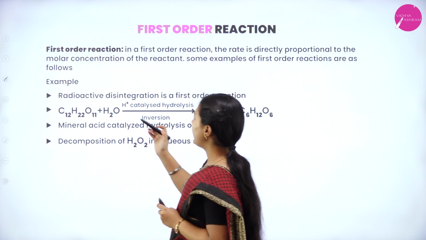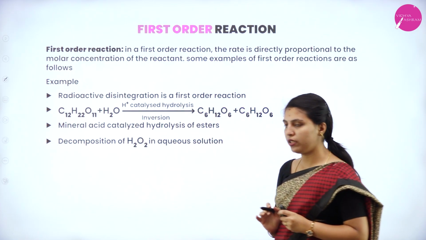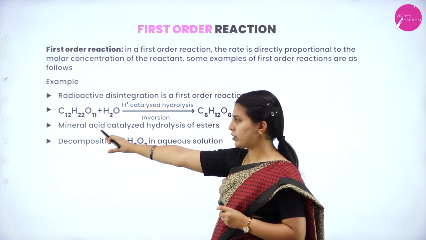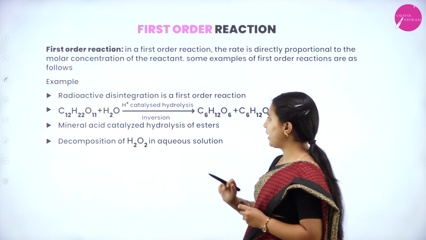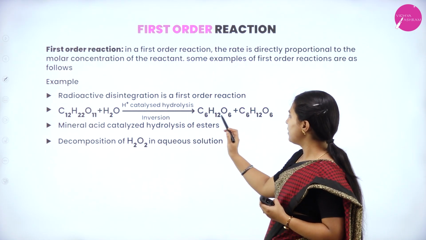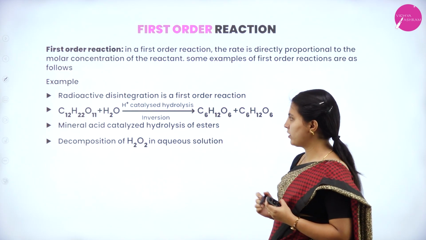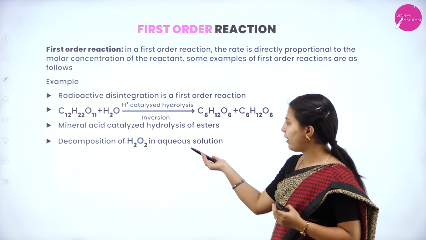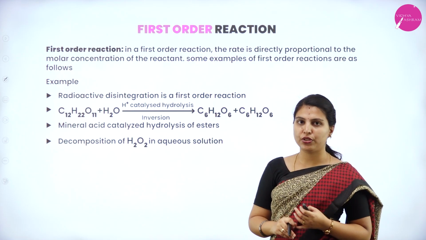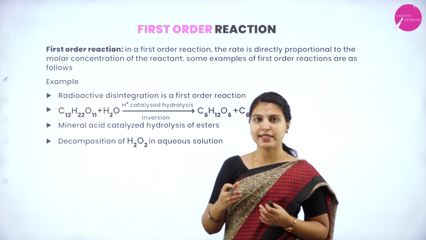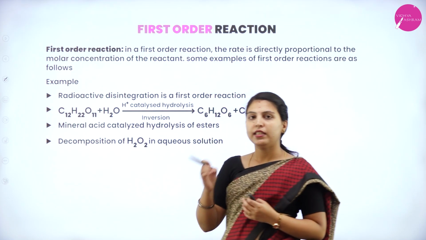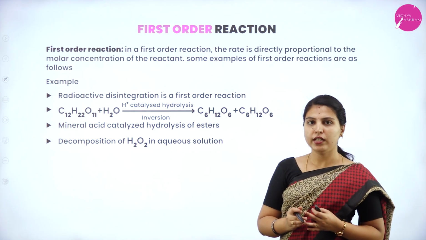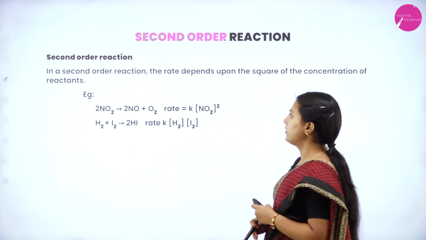Some examples are radioactive disintegration, which is a first order reaction. Next, here glycogen is reacting with water, H plus catalyzed hydrolysis is taking place. Here C6H12O6, means two glucose molecules are getting formed. Mineral acid catalyzed hydrolysis of esters, decomposition of hydrogen peroxide in aqueous solution. These are the first order reactions. Once again, in the first order reaction the molar concentration of the reactant is directly proportional to the rate of a reaction.